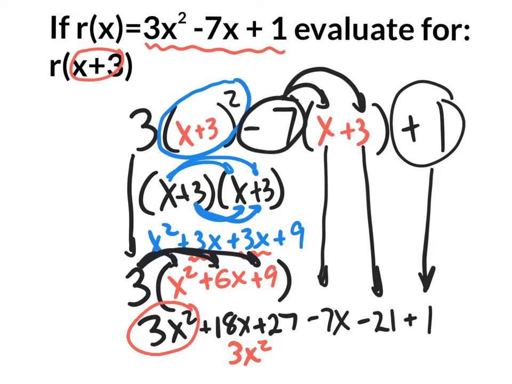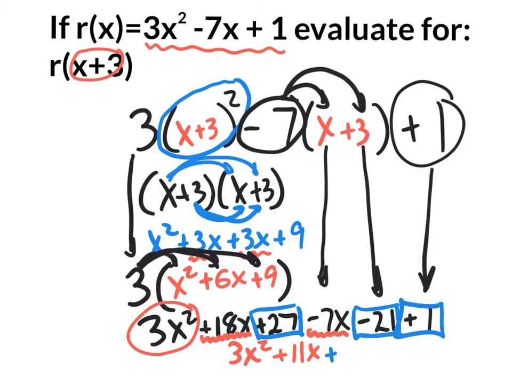3x squared, and then I have the 18x. I should probably use other symbols like a squiggly underline. 18x minus 7x. What's 18x minus 7x? Positive 11x. And last but not least, we have our numbers. So we have a 27. When you take away 21 from 27, you get 6. 6 plus 1 will take you back to 7.